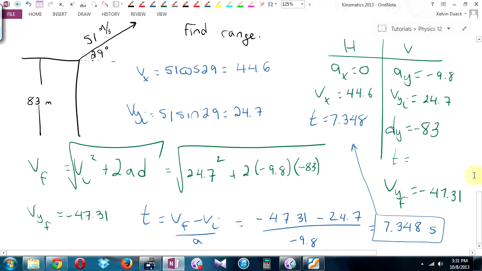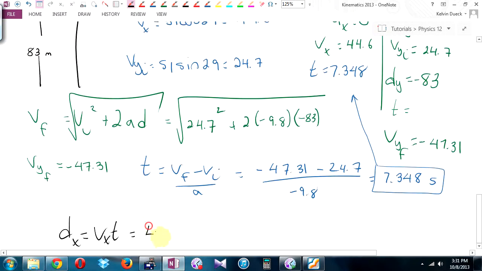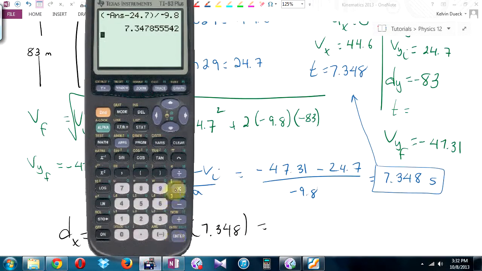In fact, I think, Matt, the range is going to end up being, call me silly, dx equals vxt. Dx equals Vx, which was 44.6, times 70.348, times 44.6, and I get a range of 328 meters.